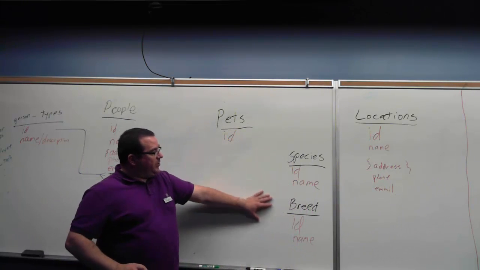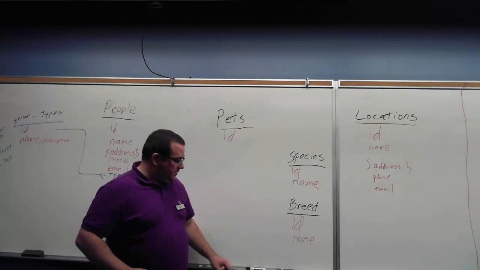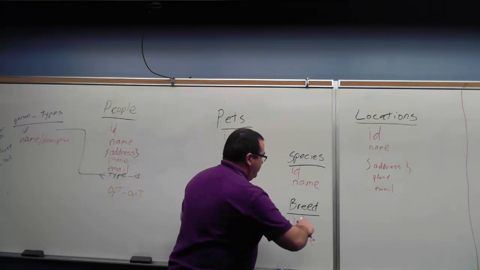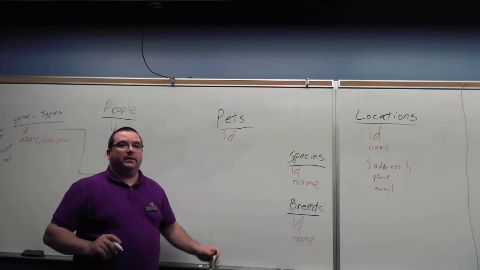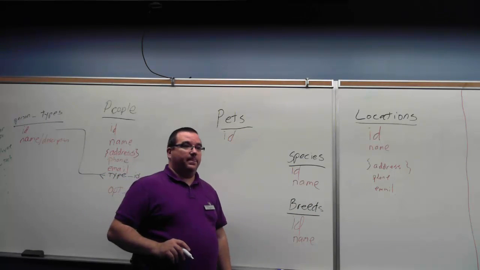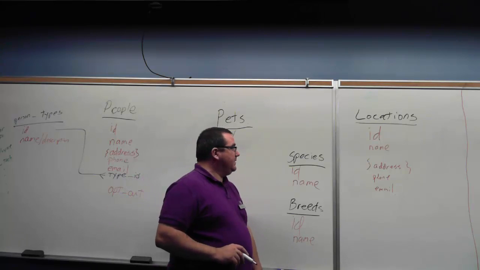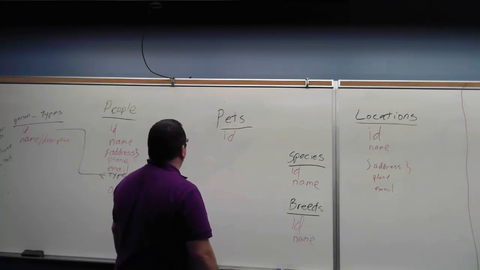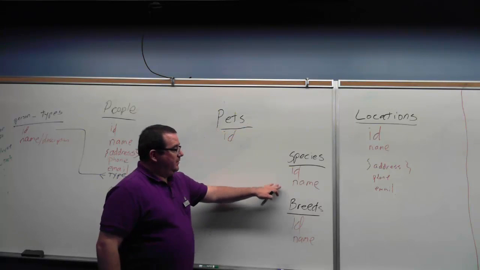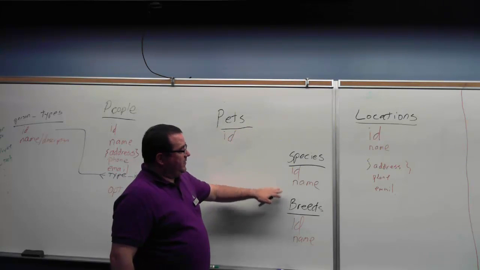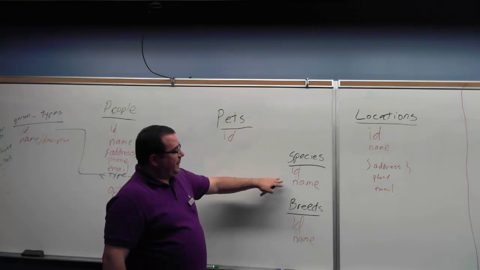Now, when we look in here, species and breeds. Actually, that should be pluralized. Species and breeds. People should use people, singular. Well, that's why I use the word persons. Person. All right, so we got species and breeds.